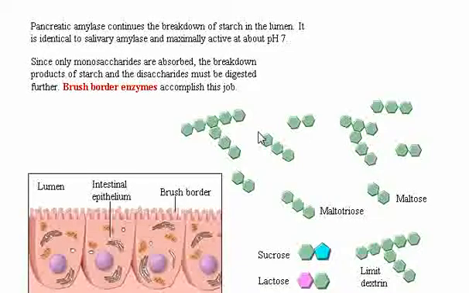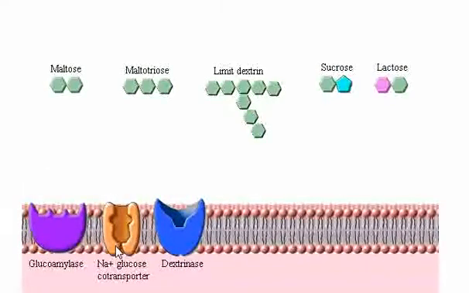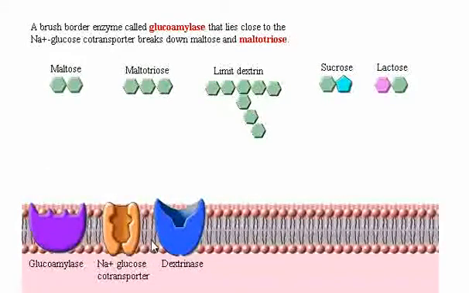Since only monosaccharides are absorbed, the breakdown products of starch and the disaccharides must be digested further. Brush border enzymes accomplish this job. Click an epithelial cell to continue. A brush border enzyme called glucoamylase that lies close to the sodium glucose cotransporter breaks down maltose and maltotriose. Drag maltotriose to its enzyme.